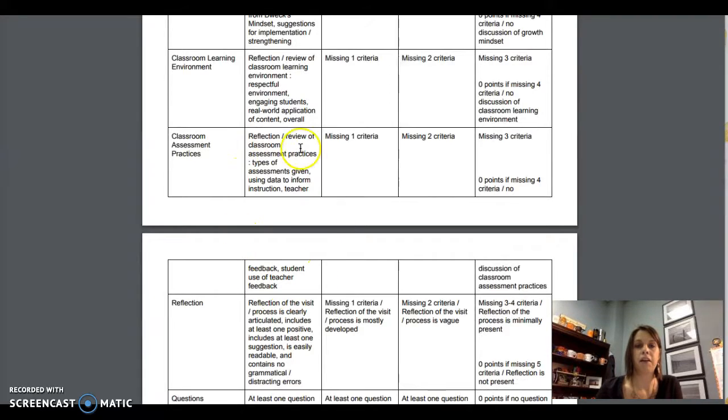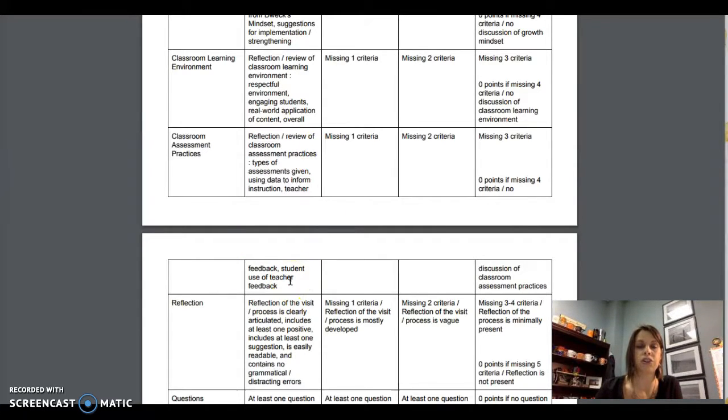Then another paragraph will be a reflection of the classroom assessment practices. So this will connect right back to your classroom assessment book. What types of assessments are given in your partner classrooms? Are they using data to inform their instruction? Is teacher feedback happening to students, and are students using teacher feedback? So this you're going to connect to the classroom assessment textbook.